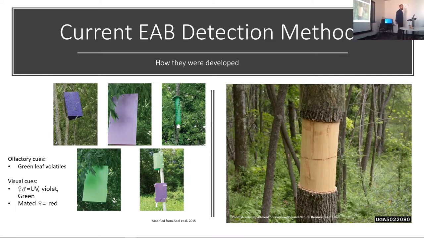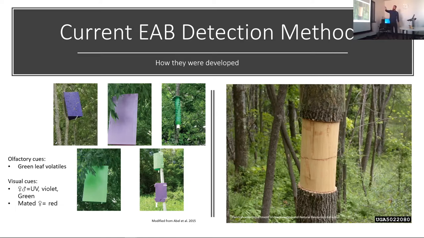I hung hundreds of them around 2010 to 2012, the big purple panel traps and the greens. And so they're really trying to hone in on these colors. And so this was the tool of choice for a while. They had the manuka oil used in conjunction with that. It's honestly not a very great early detection tool. But it's the best that we had with the information we had at the time.